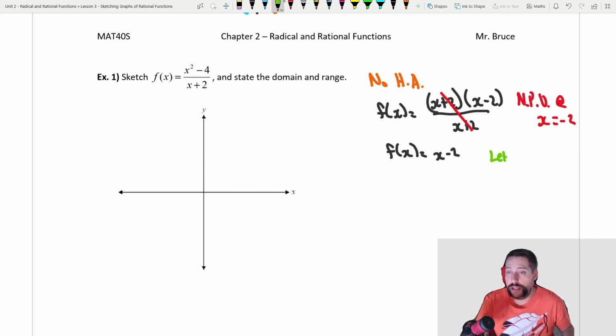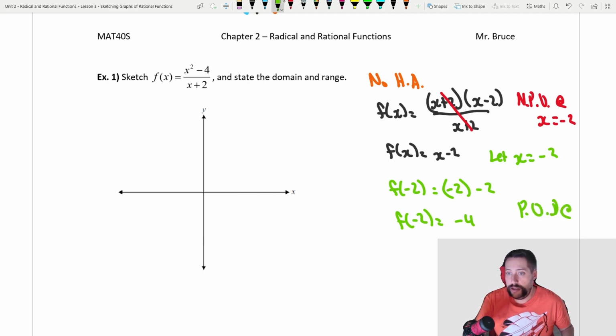So let x is equal to -2. So that means that f of -2 is equal to -2 minus 2. So that means that f of -2 is equal to -4. That means the point of discontinuity is at x is equal to -2 and y is equal to -4. Put them together as a point, -2 and -4.